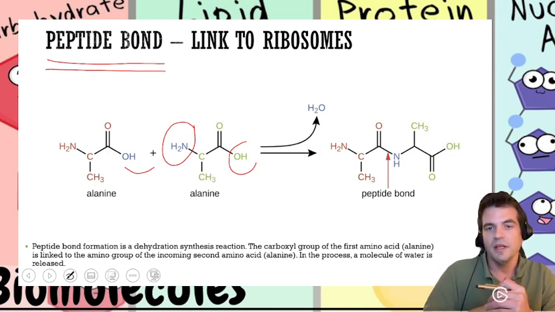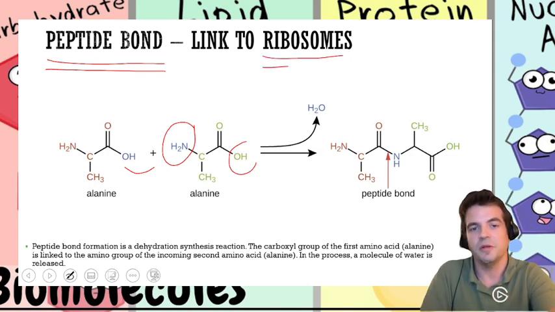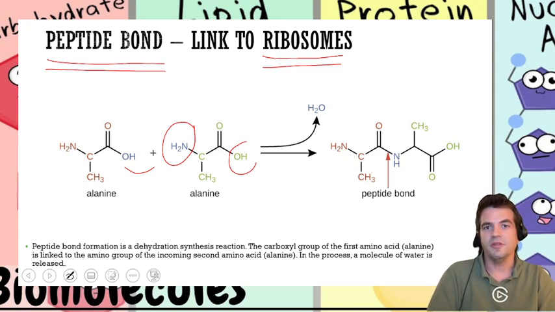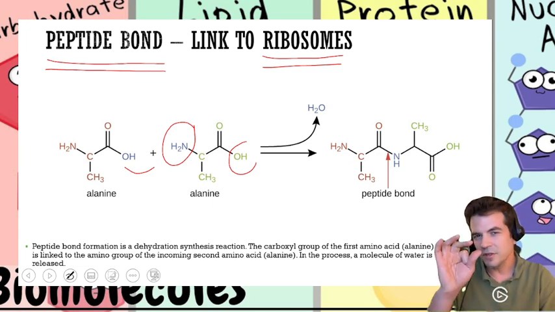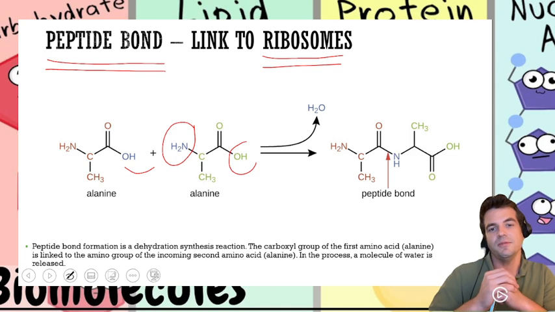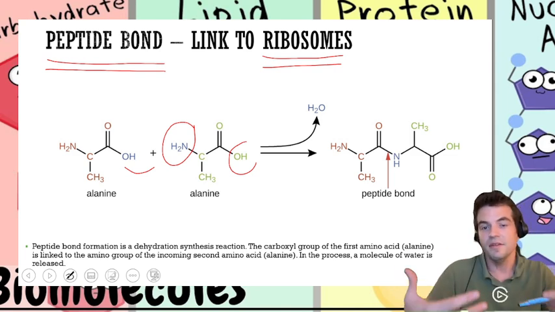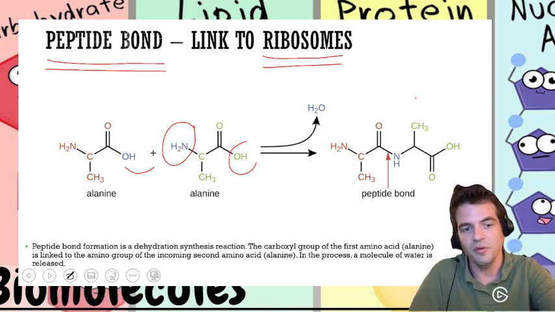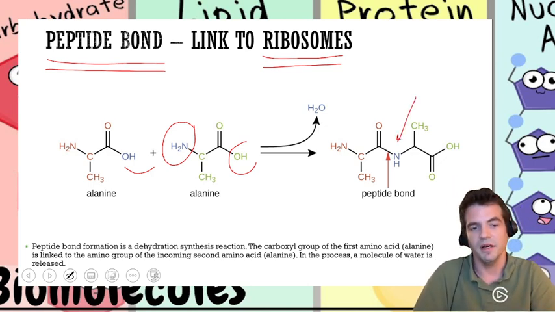Okay, so this is actually what ribosomes make. We'll get to that in chapter 3. So ribosomes are a little tiny factory inside of the cell, and they create protein, and they create protein via a peptide bond.